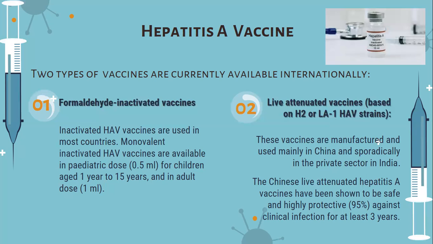And then number two is the live attenuated vaccine, which is manufactured and used mainly in China and sporadically in the private sector. So take note, this live attenuated vaccine is manufactured by China. And the Chinese live attenuated hepatitis A vaccine has been shown to be safe and highly protective, 95% against clinical infection for at least 3 years. So good, it is good talaga. And next, please.